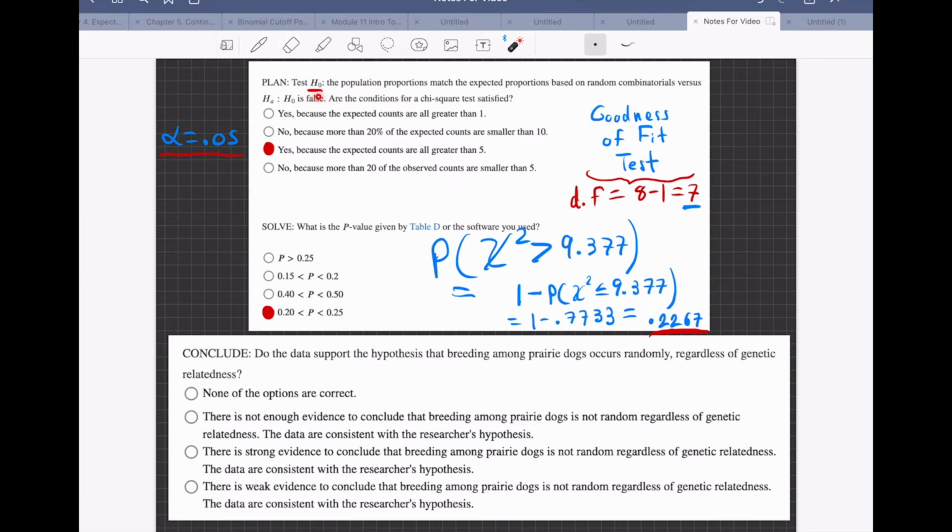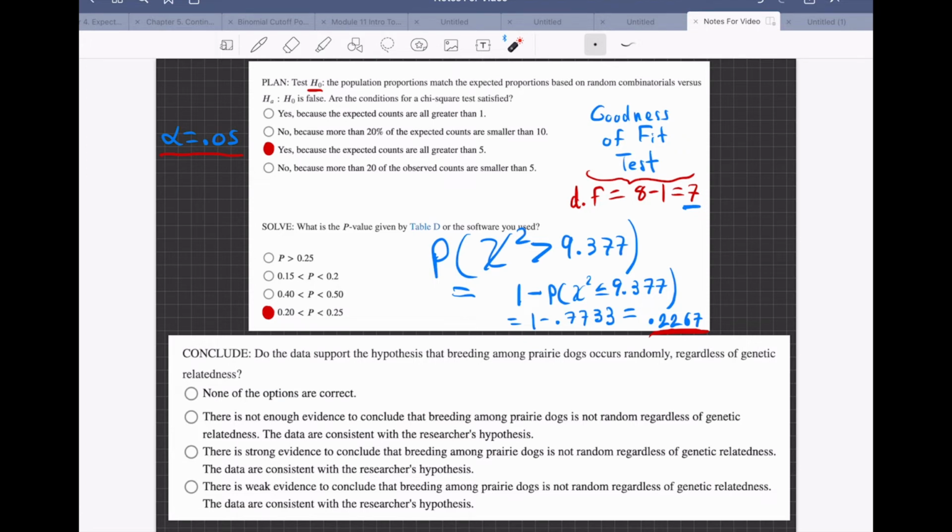So we can say that the evidence goes in favor of this, that the population proportions match the expected proportions, right? So what is the right option to choose?